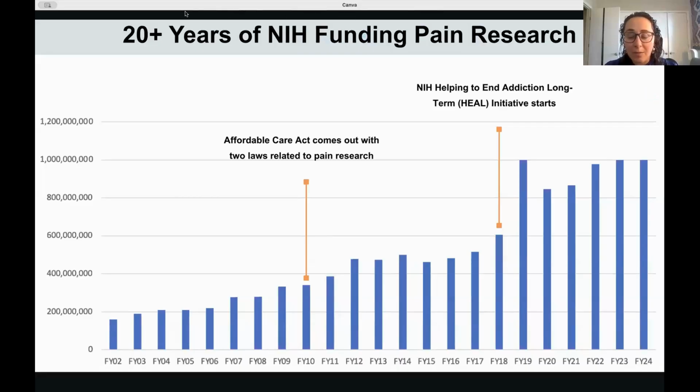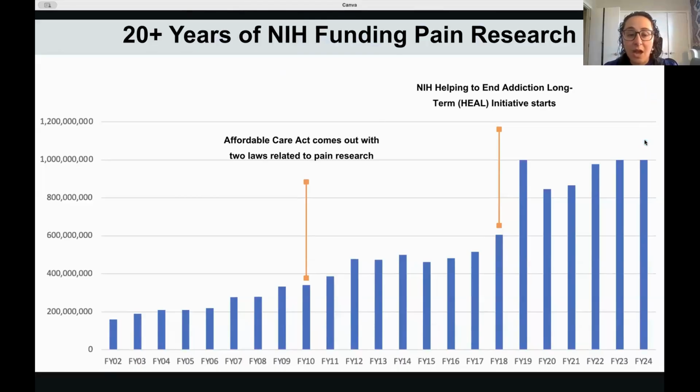To get started, I'm going to give you a little bit of background on NIH. And this slide shows over the last 20 plus years how NIH has been funding pain research. NIH makes it public how many dollars they fund on a specific condition every year.